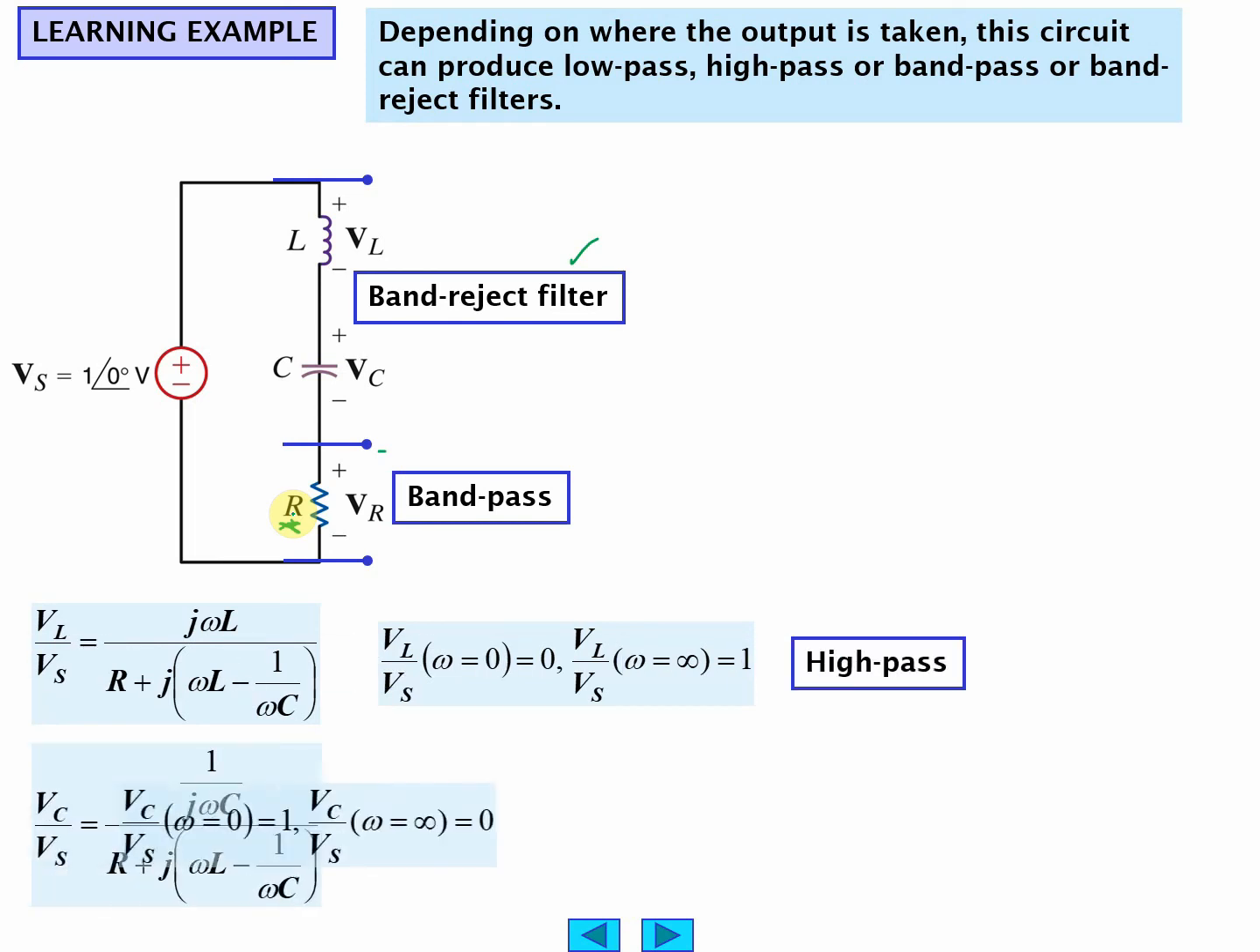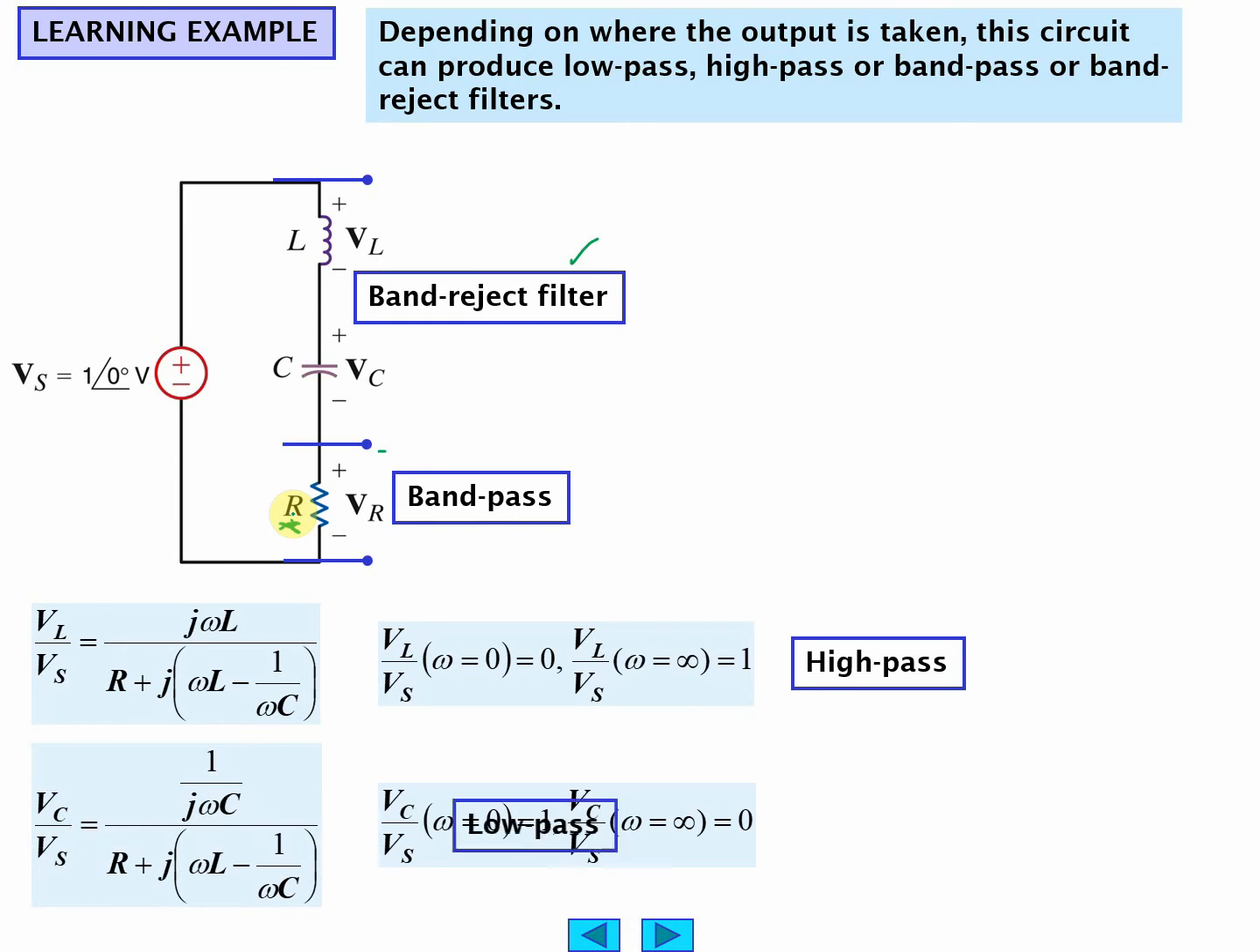VL and VC. So looking at the impedance across the capacitor alone, low pass. Impedance across the inductor. Remember, at high frequencies this acts like a really high impedance, so most of the voltage drop is going to be across here at high frequencies. So looking at the VL is a high pass filter, looking at VC is a low pass.